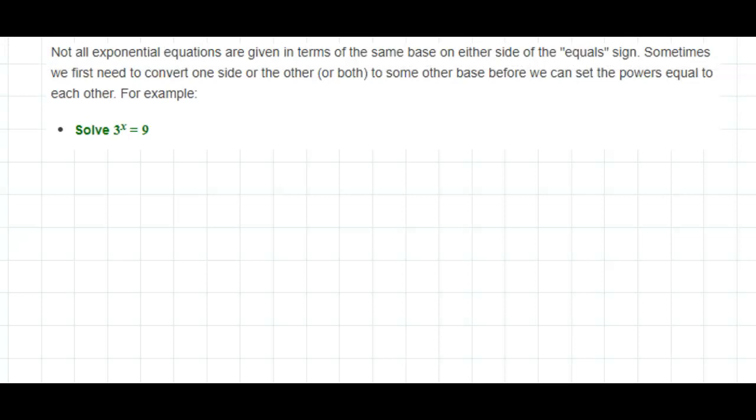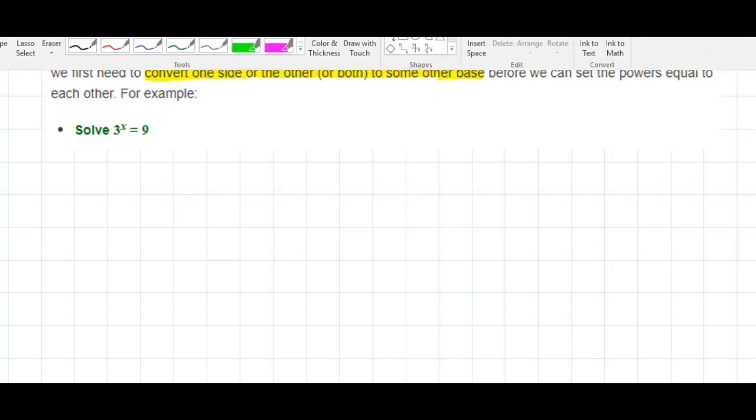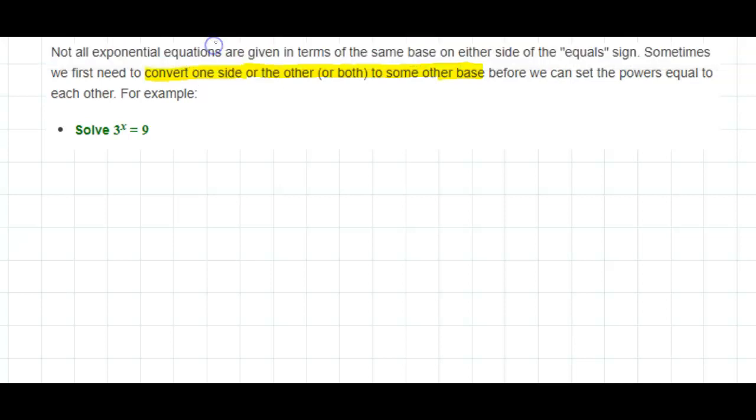Now, not all exponential equations are given in terms of the same base on either side of the equal sign. Sometimes we first need to convert one side or the other, or both, to some other base before we can set the powers equal to each other. So if we do not have the same base given to us, then we need to find a common base.